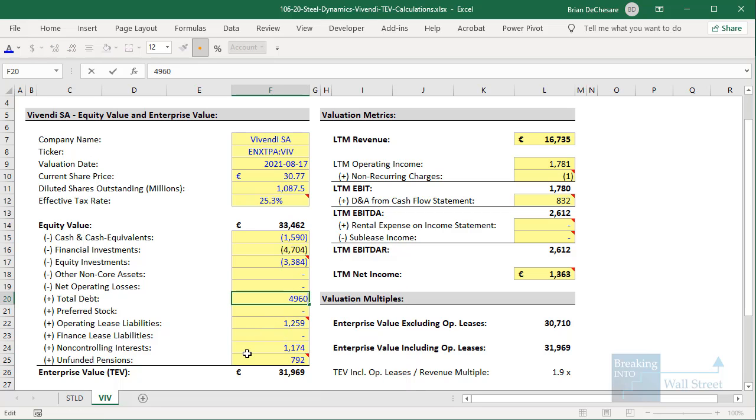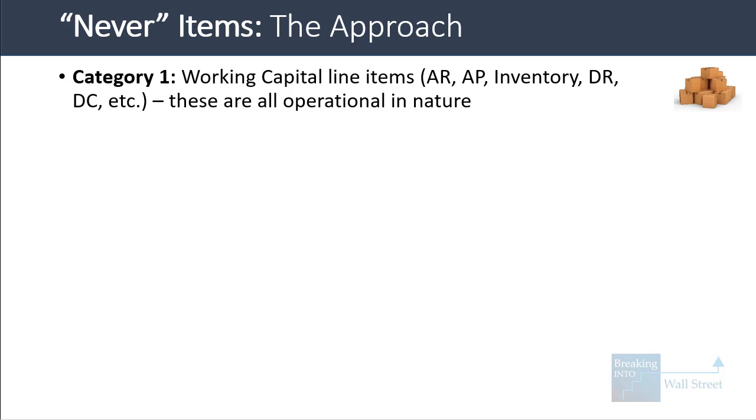With the debt, my number here is slightly different from the one on the balance sheet for the same reason. I just went into the filings and found the market value, which was different by maybe 1 or 2 percentage points for this company, but not a big deal if you don't have time to do this. Let's now talk about the never items and the general approach and the main categories.